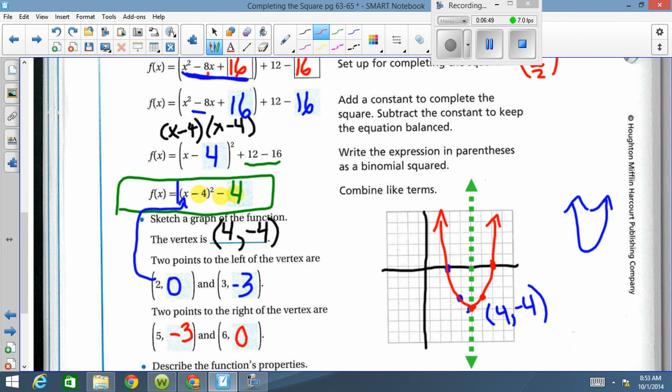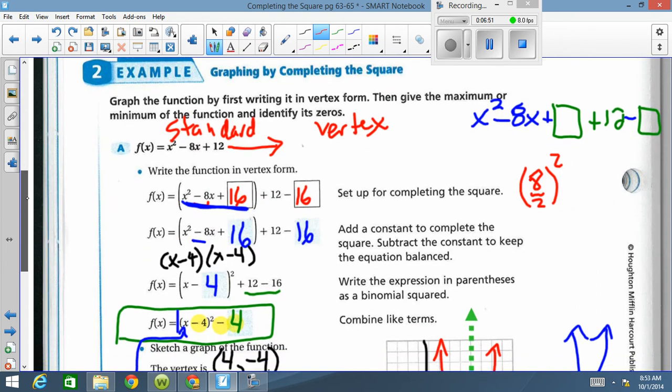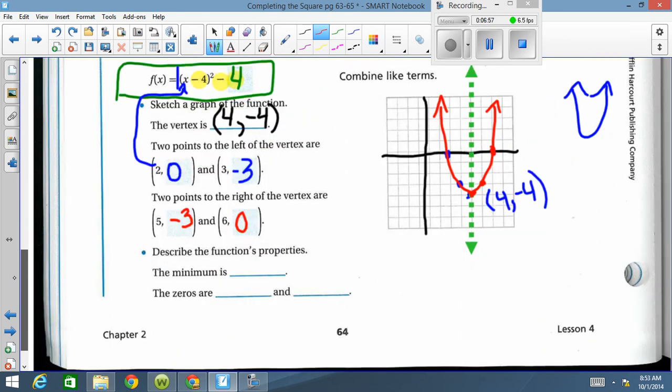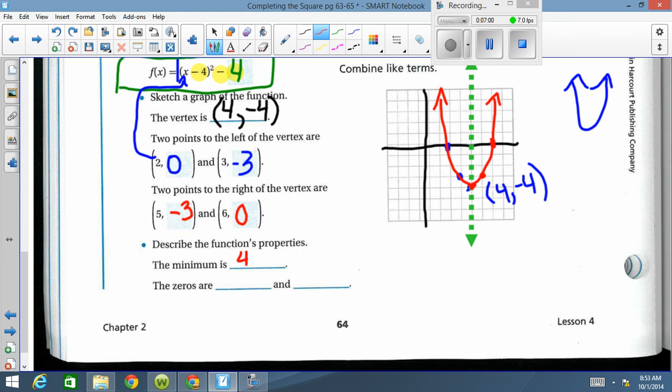Now think about what the original question asked. The original question said to give the maximum or minimum and identify its zeros. Well, the minimum we know is 4, negative 4. That's my vertex. The zeros are going to be where this crosses the x-axis. So the zeros of the function. Now, a bit of a technicality here, but if you're asked for the x-intercepts, the x-intercepts would be the points 2, 0, and 3, negative 3.